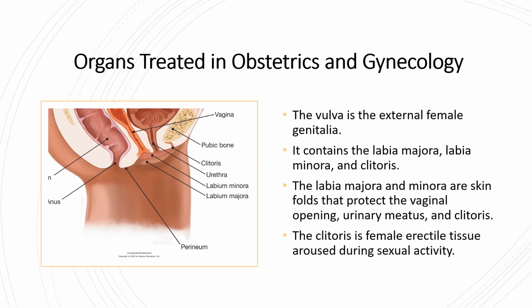Oftentimes, what we call the vagina is actually the vulva. So the vulva is the external female genitalia. It contains the labia majora, labia minora, and the clitoris. The labia majora and minora are skin folds that protect the vaginal opening, the urinary meatus, where urine comes out, and the clitoris. And the clitoris is erectile tissue that is aroused during sexual activity.